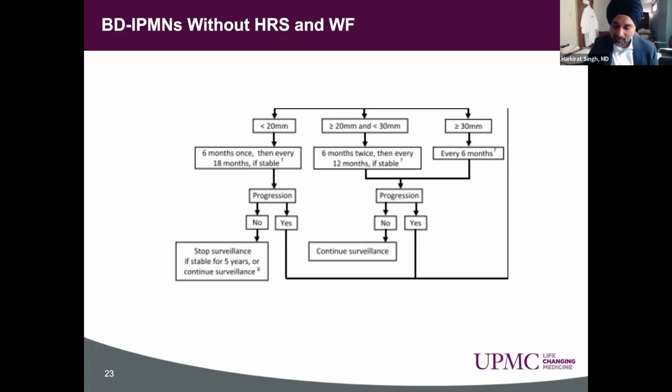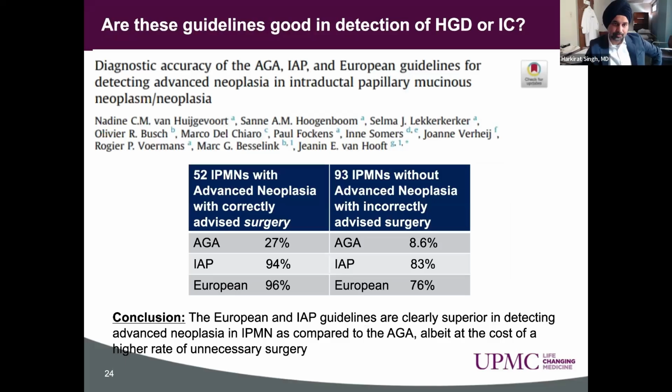After a good evaluation of imaging, plus or minus endoscopic ultrasound, we decide this follow-up. So are these guidelines good enough? Are these guidelines good? The whole goal of these guidelines is to select patients who are at high risk and get that cyst out, versus low risk, where you can survey.